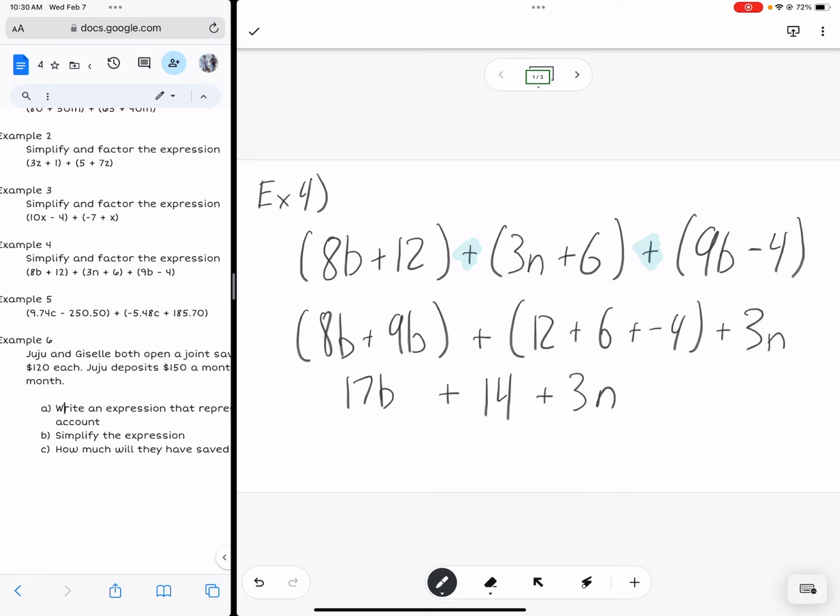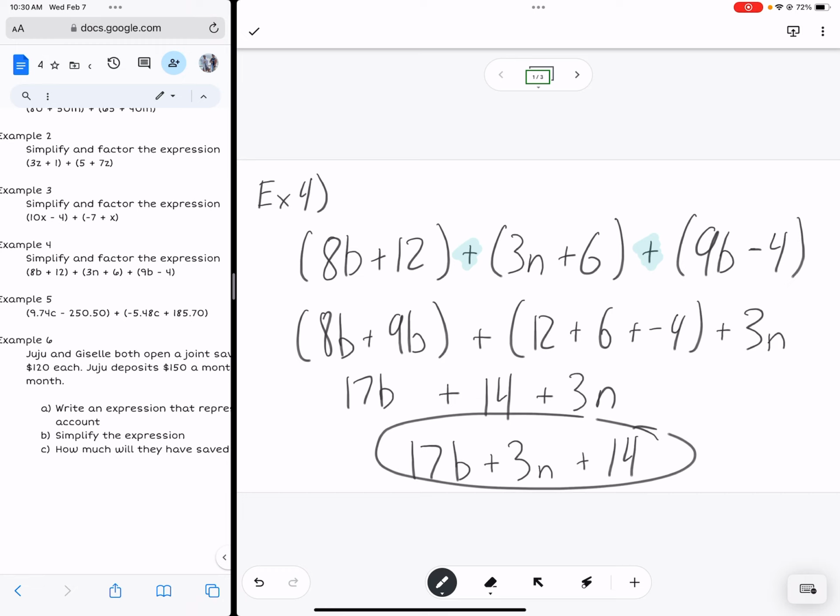And then we want to rearrange this a little bit, right? 3n in the middle. So 17b plus 3n plus 14. We want to go in alphabetical order, right? So this is correct right here. You can't factor that. 17 is a prime number, and you can't divide everything by 17.